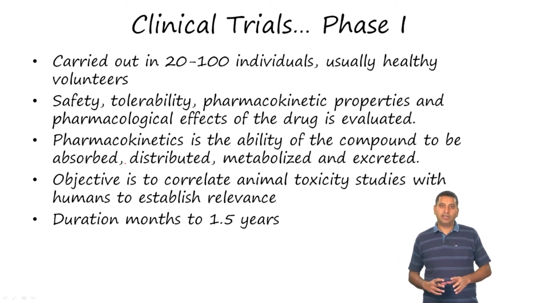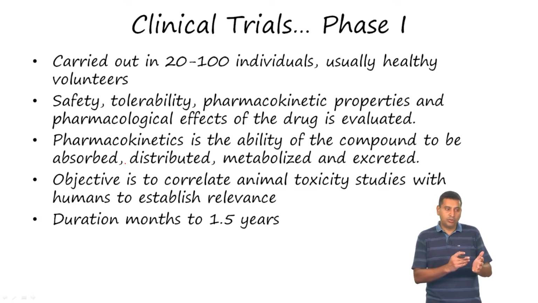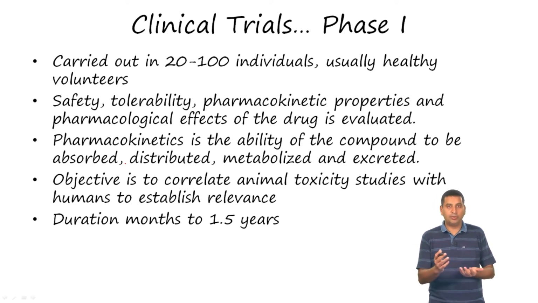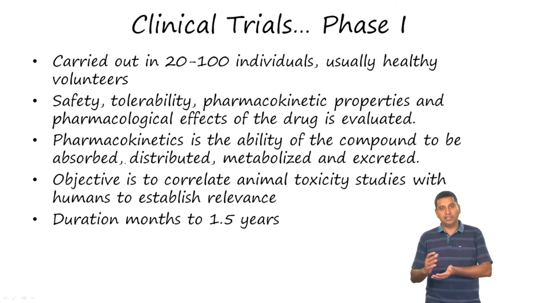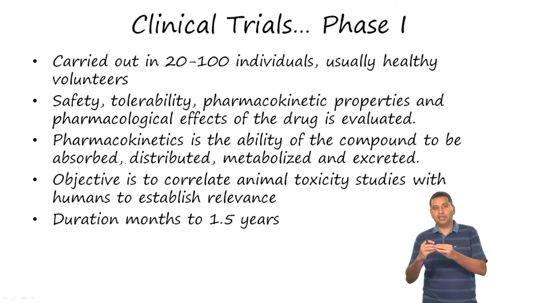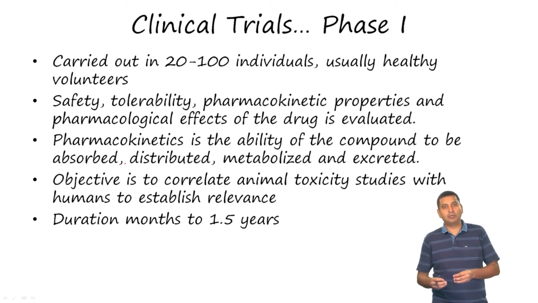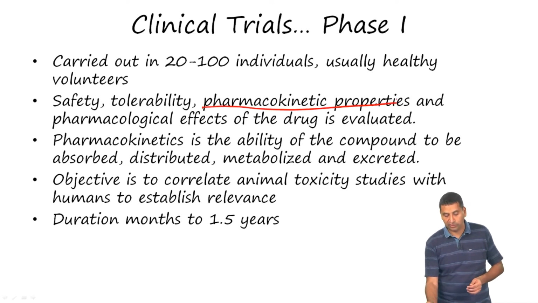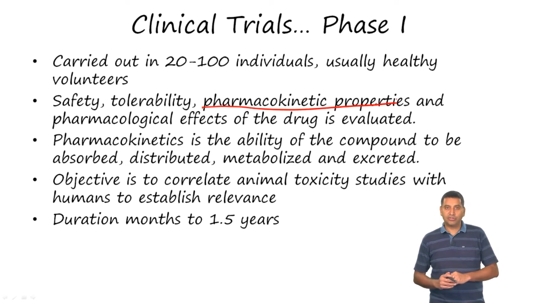Phase 1 of clinical trials typically involves healthy individuals, somewhere between 20 and 100, and these are volunteers. A single dose is typically given to these volunteers, and people study what happens, where it goes, like pharmacokinetic properties. We will look in more detail at what pharmacokinetics is in a later lecture. We would also study whether it is safe and whether it is tolerated well. All these are evaluated in phase 1.